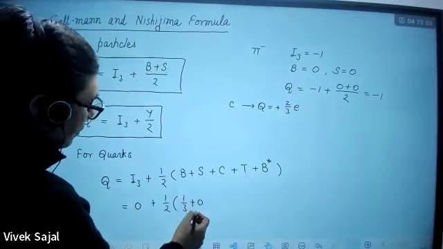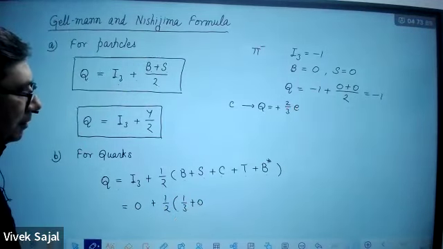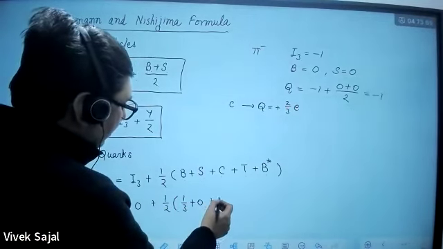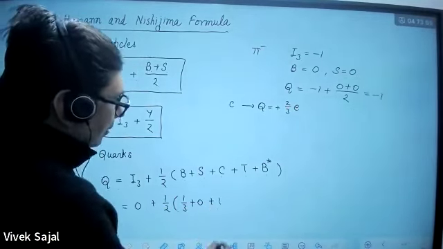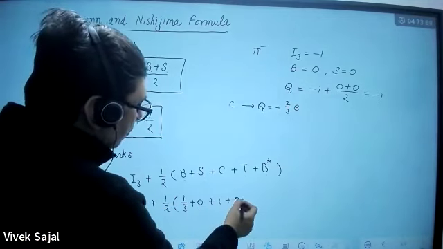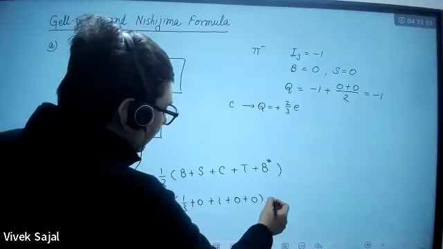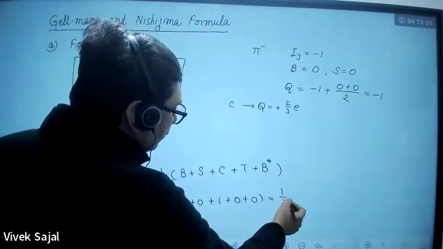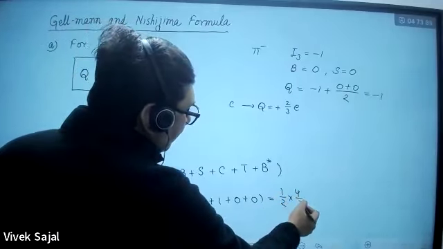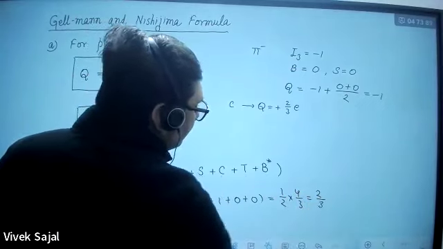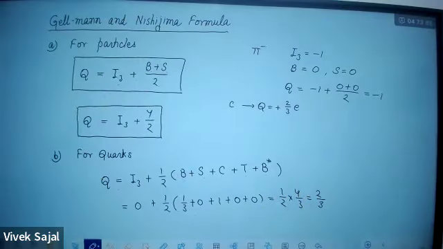Strangeness number is 0 here. What is the charm number? This will be 1. Plus top number is 0, plus this is 0. So this will be 4 by 3. So this will be 1 by 2 into 4 by 3, which will be equal to 2 by 3 e. So this will be the charge on it.